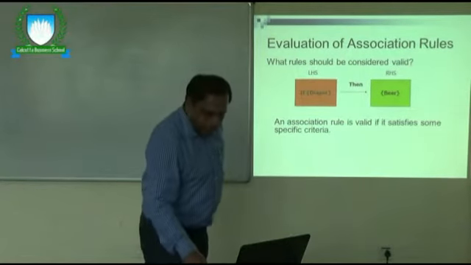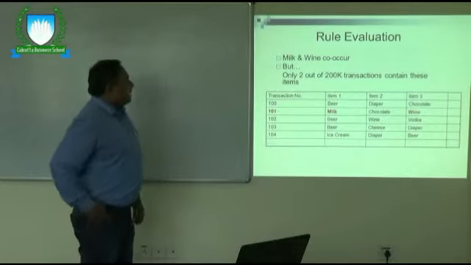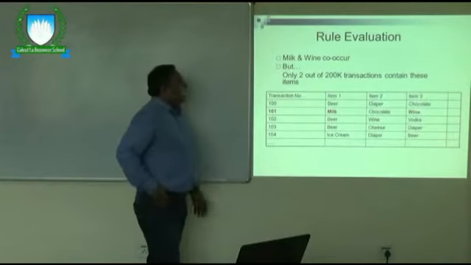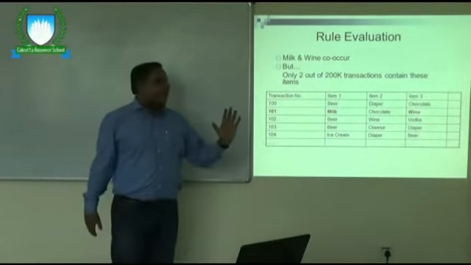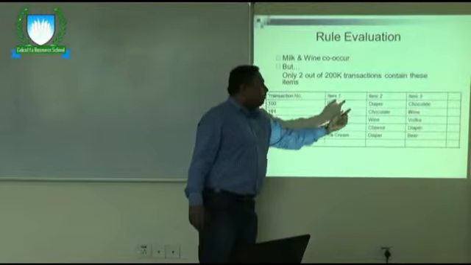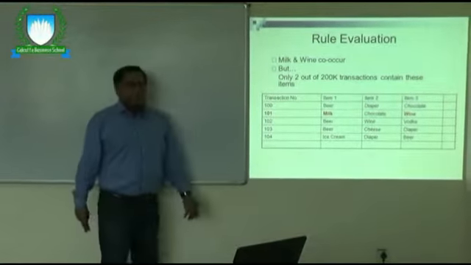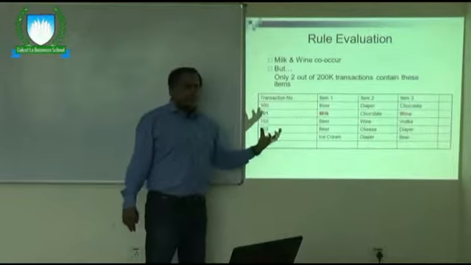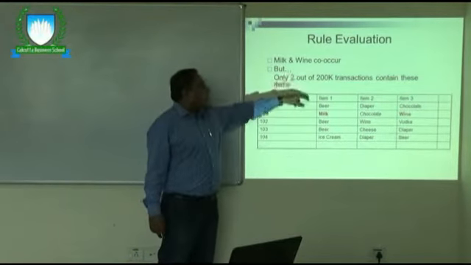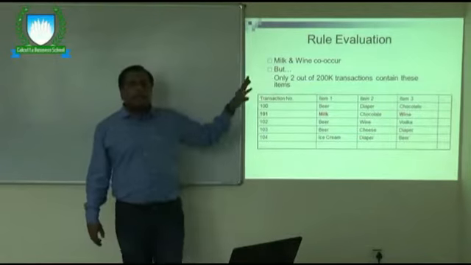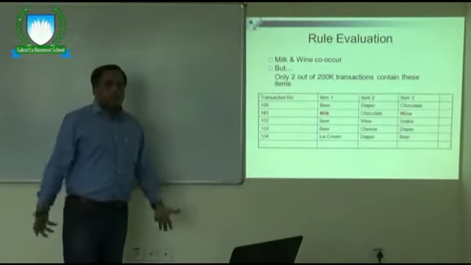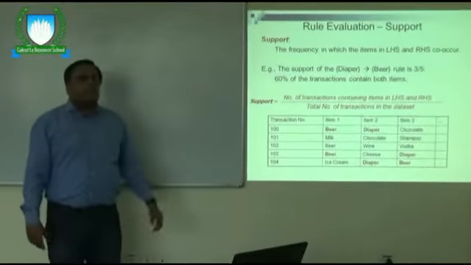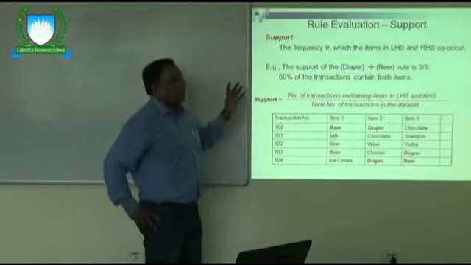And what are those criteria? Let us have a look at it. Say for example, we have got a transaction database in which we find that 2 out of 200k transactions, milk and wine are purchased together. Should we say that there is an association between milk and wine? Of course not, because even though they are associated in 2 transactions, they are occurring only in 2 out of 200k transactions. So their frequency of occurrence is too less. So the first question that comes to our mind, how to take into account the frequency of such occurrences, and for that we define a term called support.